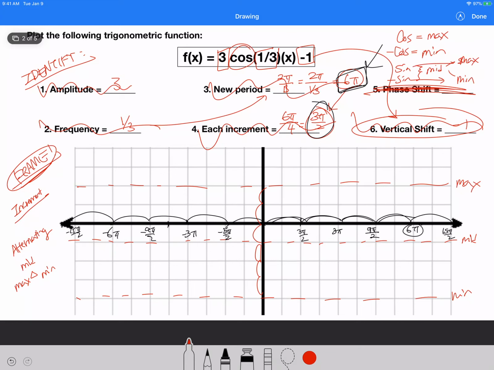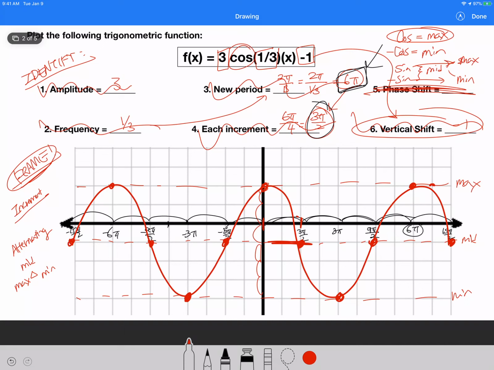So, if I'm using cosine, I need to start at max, at 0. So I'm going to start here. Then my next step is for each increment that I go to, oh, that's not where I should be. I go to mid because that's the line for where the midline is. Min, mid, max, mid, minimum, mid, max, and then back to mid. Oh, I'm sorry, this point should not be here. It should be here, and that's mid. So if I were to plot the graph, I would plot it so, and then there's my graph right there.